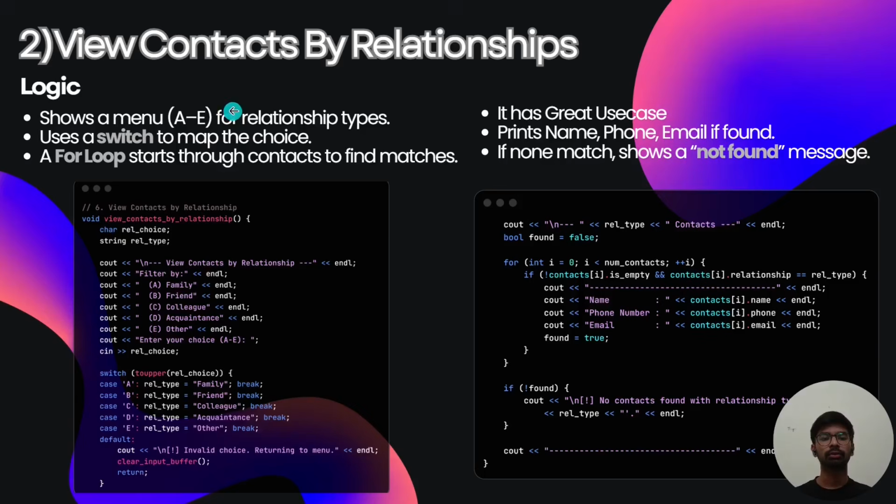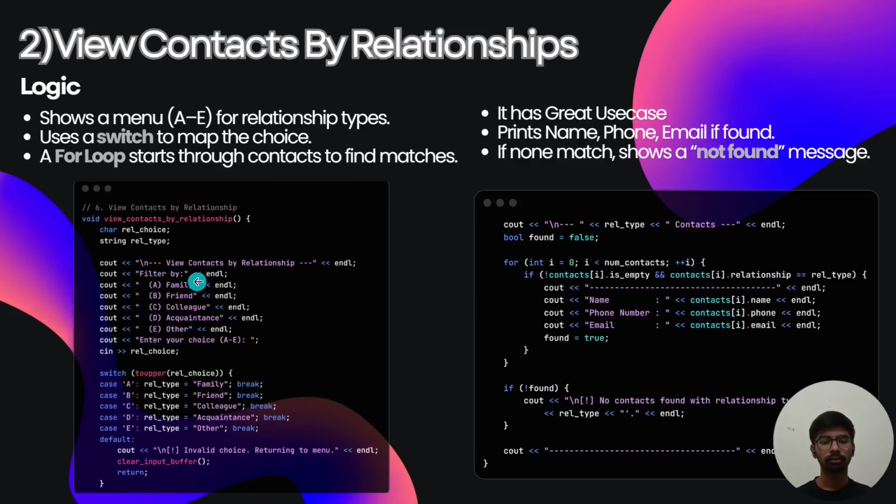Our next feature is view contacts by relationship. First of all, it shows a menu to the user, A to E, for all relationship types. It uses a smart switch to map the choice, and a for loop starts through the contacts to find matches. Let's see. We have created a view contact by relationship subfunction, which is also a void type, with rel_choice, which is a character, and rel_type, a string.